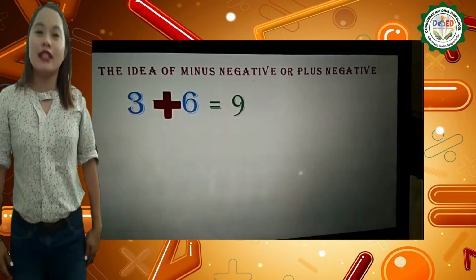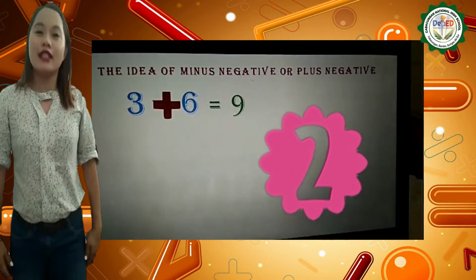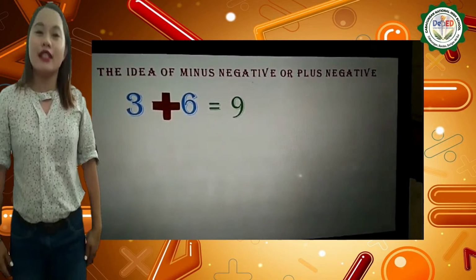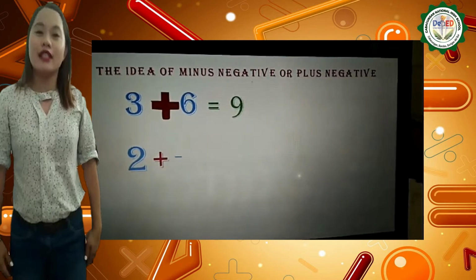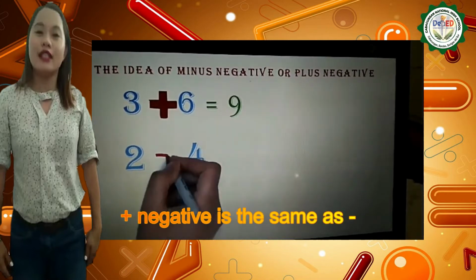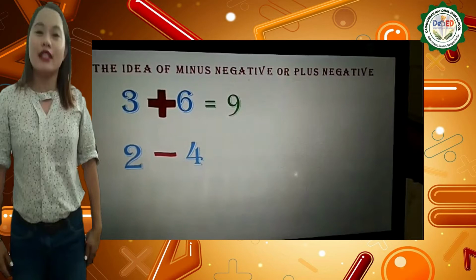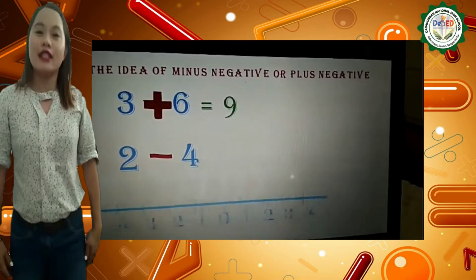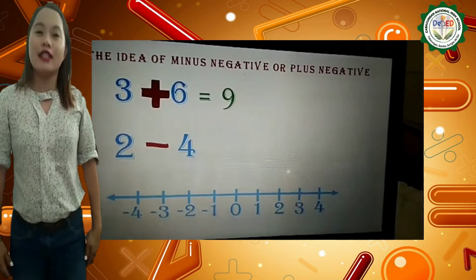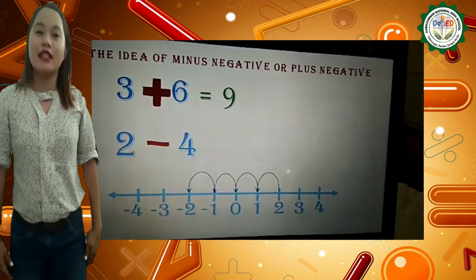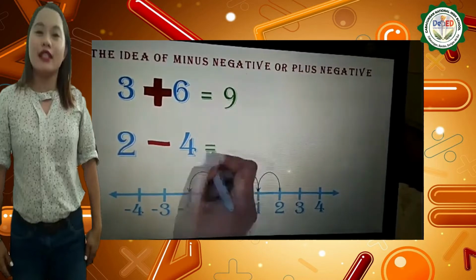Example number 2. 2 plus negative 4. Here what you should know is plus and negative is the same as minus. This simply becomes 2 minus 4. We can use the number line to find it. We start from number 2, and because it is minus, we move to the left. This brings us to negative 2.